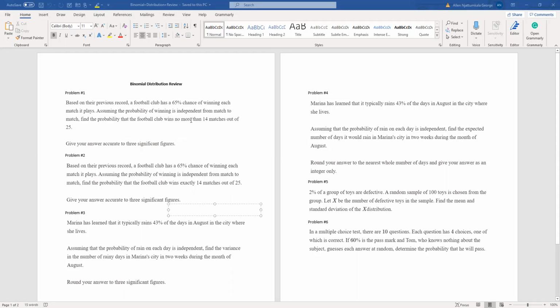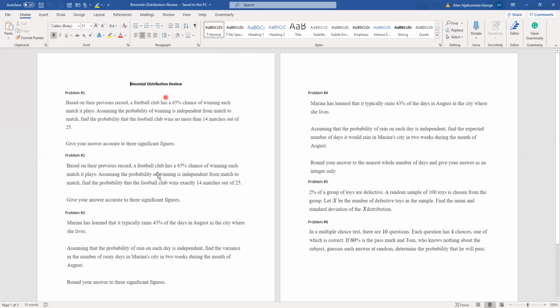But so in the first question, they asked no more, which means it would be CDF because it can be less than 14. But in this one, they're asking exactly. So that would mean PDF because PDF is more specific.